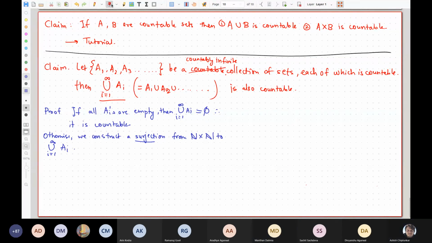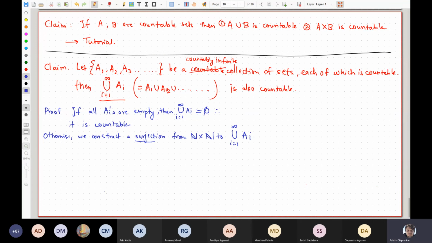Sir, if we prove the first claim that if A, B are countable sets, then A union B is countable, then we can use this to prove the next statement: let A1, A2, A3 dot dot dot. Okay, so any objections against that?